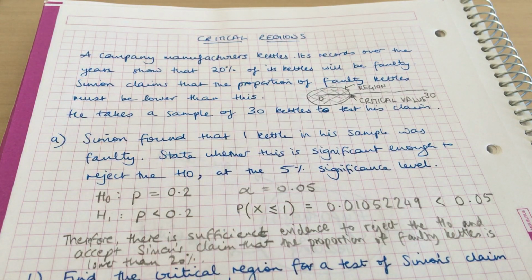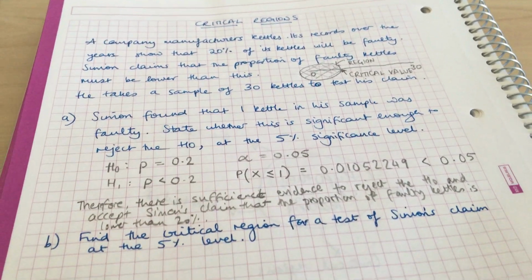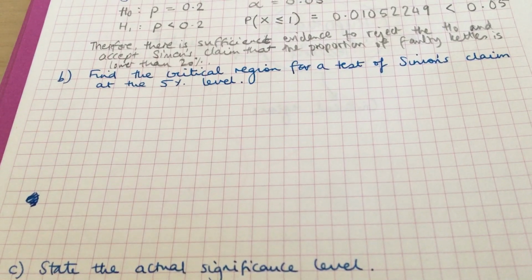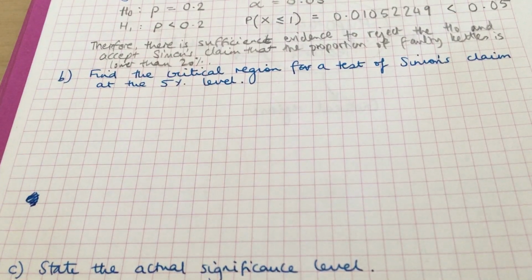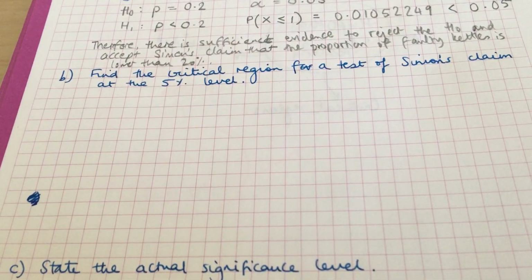So that's what we've given as our conclusion. The next method is to look at the critical region method. So part B says, find the critical region for a test of Simon's claim at the 5% level.